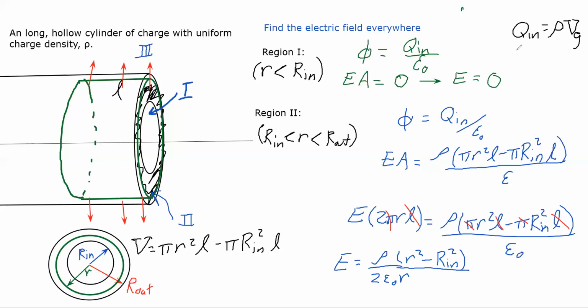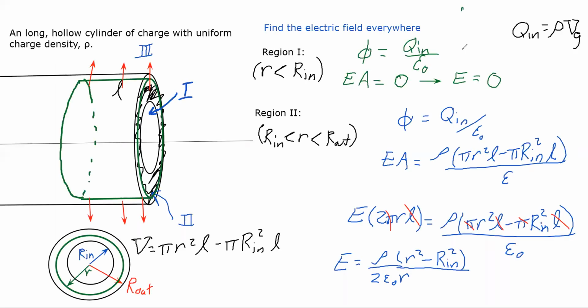Now when you get to region 3, which unfortunately I'm going to have to do on the next page, I'll go back in a second. Now I'm looking at when my Gaussian surface is greater than R out. So R is greater than R out. So let me do some erasing here. Okay, so I'm going to take this circle. I don't know if I'm going to draw it in my other picture.